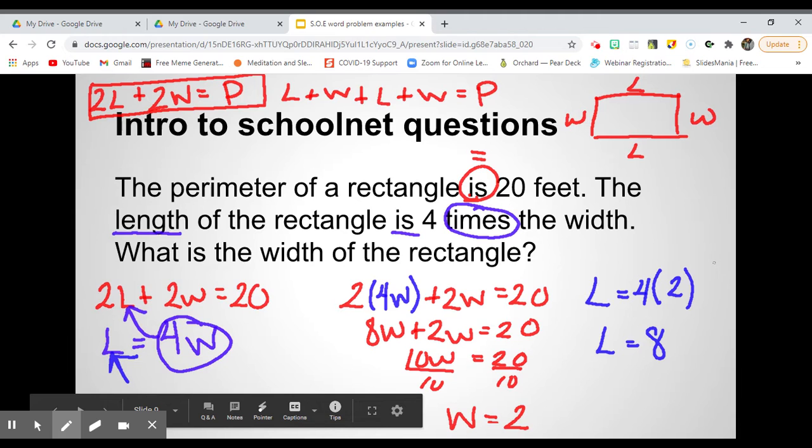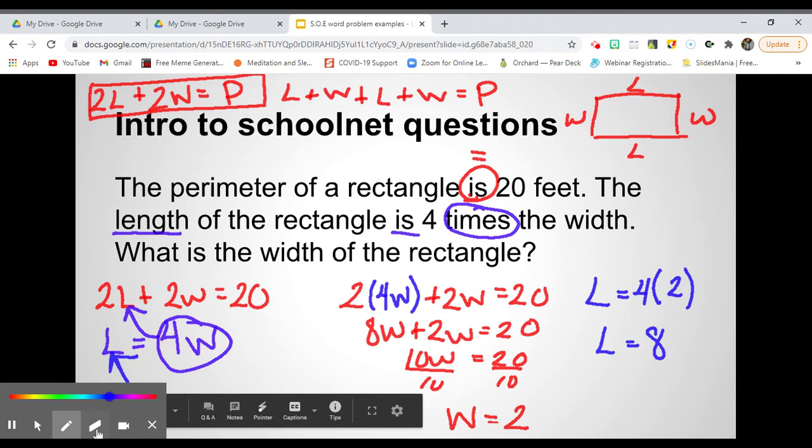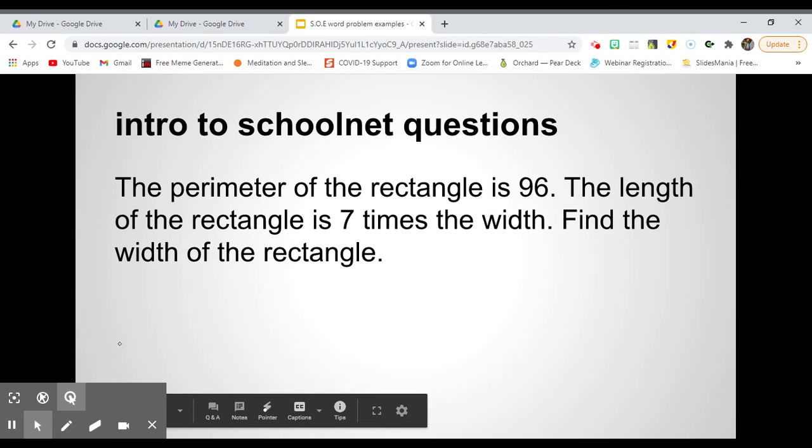Again, in this problem, we're looking at our perimeter equation and really making sure that we look for those keywords in our word problem. In this case, a lot of times it's going to be "is," and that's a key indicator for another equation. Okay, let's move on to another one.